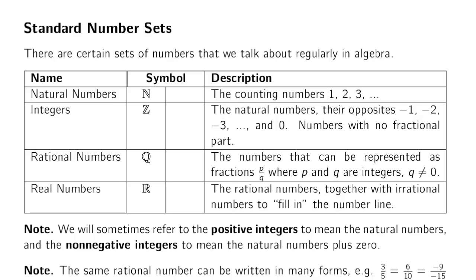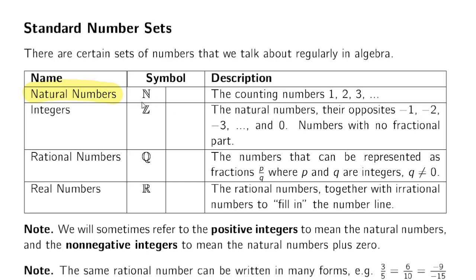There are certain standard sets of numbers that we use when we want to describe what sorts of numbers make sense in some setting. There are other sets of numbers that we could refer to, but these are the ones that we're going to use most frequently in this class. We have the natural numbers, sometimes called the counting numbers. These are just the numbers 1, 2, 3, 4, 5, and so on.